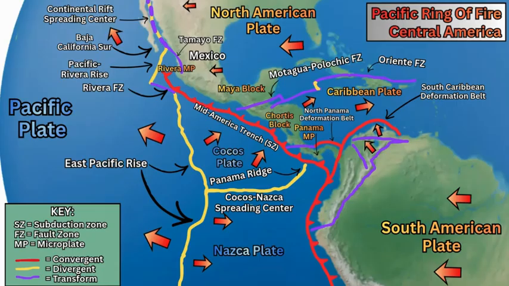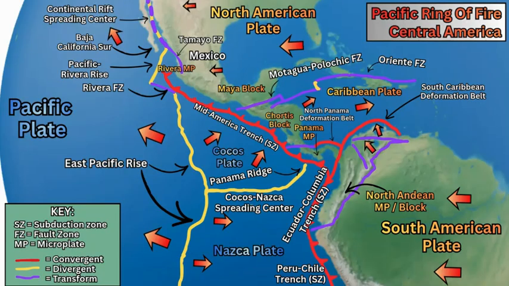Now, the Ecuador-Colombia Trench extends south from the Middle America Trench, south and along the coastline of South America through the countries of Colombia, Ecuador, and Peru, which then turns into the Peru-Chile Trench as we continue south. And the North Andean block, or the North Andean microplate, is formed between a transform plate boundary and transform fault east of the Middle America Trench and also the Ecuador-Colombia Trench.